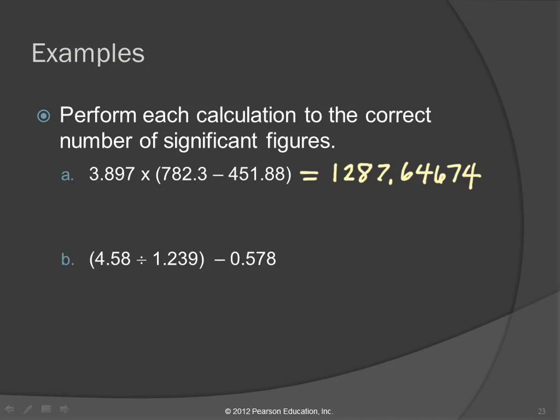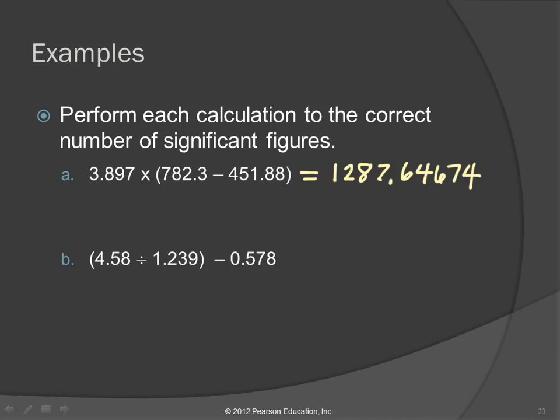You might want to try doing the part in the parentheses first, 782.3 minus 451.88. Press the equal sign, and then multiply by the 3.897. If you're having issues with math like that, please ask me privately, and I'll help you, and we'll figure it out.